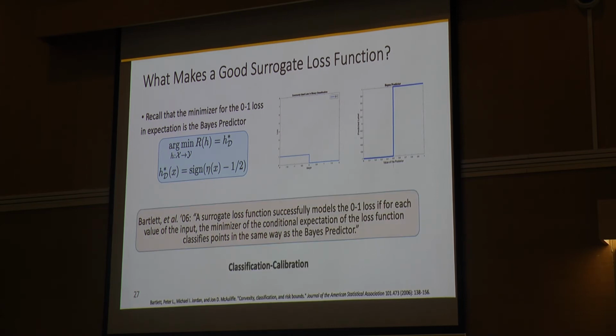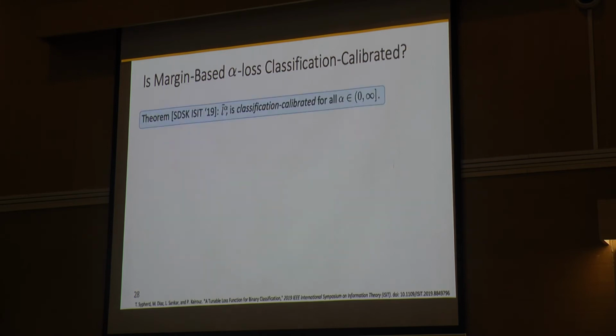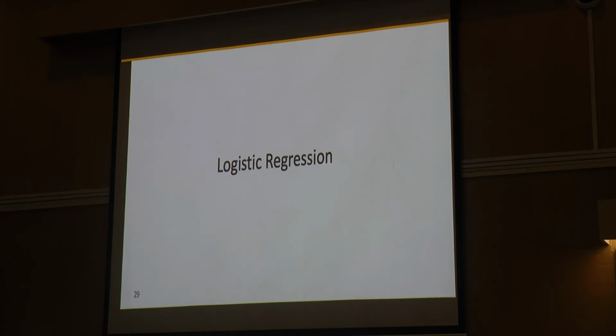So this notion is called classification calibration, and it can be viewed as what's called a pointwise Fisher consistency. In the interest of time, I'm not going to go into these mathematical details, but what I can tell you is that well-known loss functions like 0-1 and log loss are already classification calibrated. And now we have a tunable loss function that includes log loss, so the entire class is classification calibrated, which just means it's consistent with 0-1 loss in terms of getting the right result.